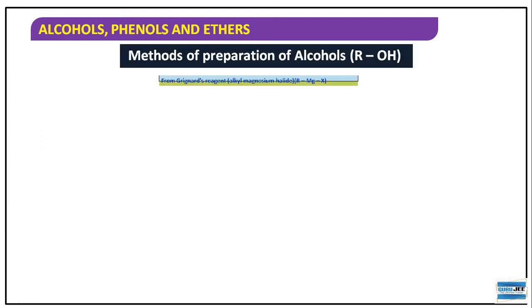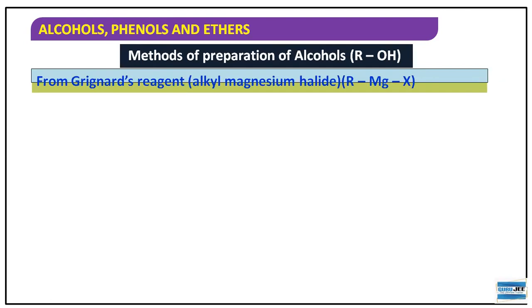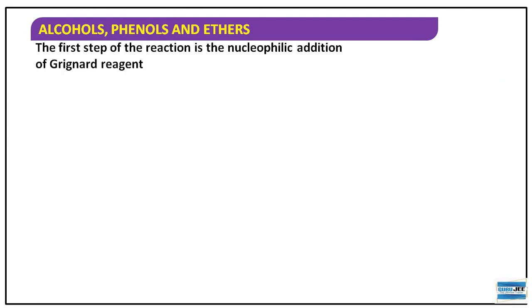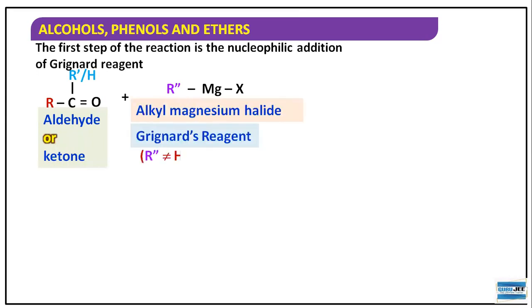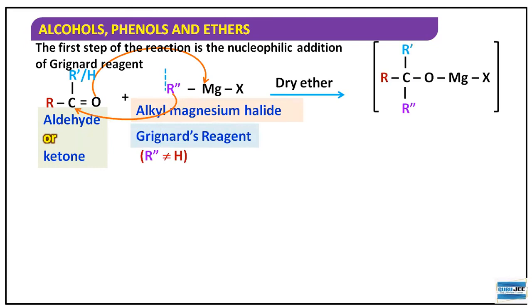So from Grignard's reagent, what happens? Alkyl magnesium halide. The first step is nucleophilic addition of Grignard reagent. Again, what happens? You are taking either an aldehyde or a ketone. That means a carbonyl compound is the first step, and that with the Grignard reagent will result in the formation of, okay, what?